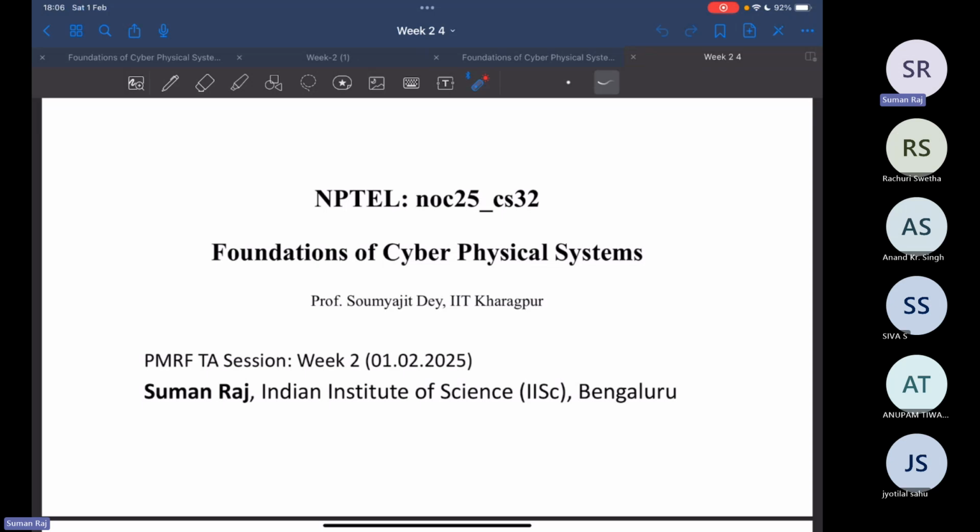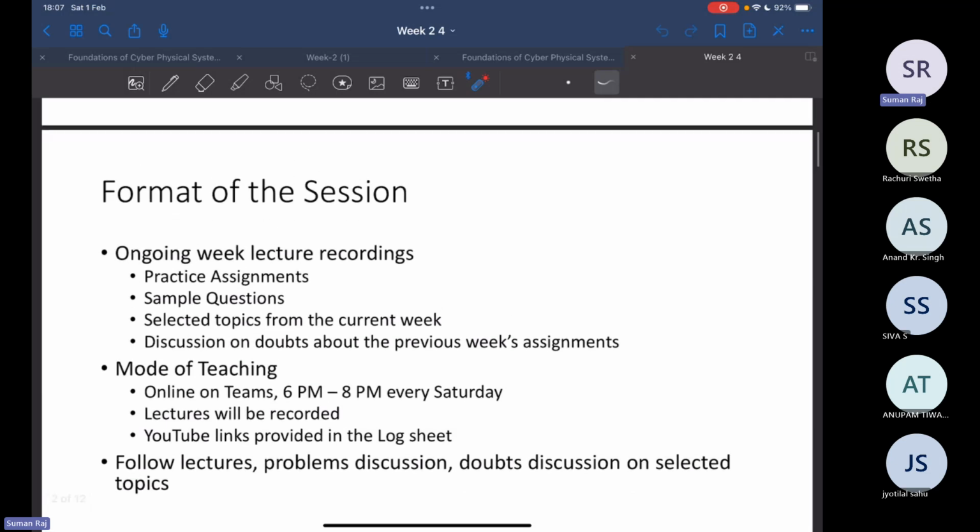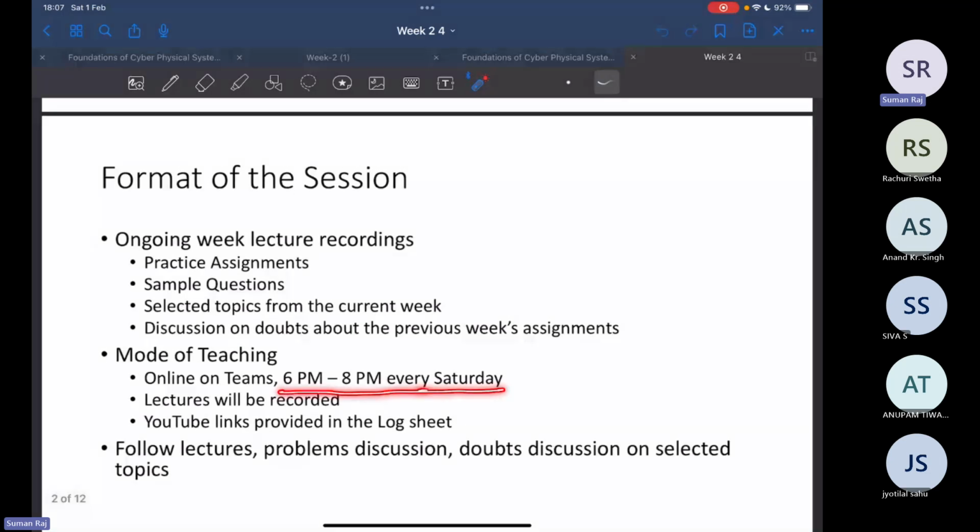Good evening, everyone. I'm Suman Raj, and we are taking these TA sessions as a part of PMRF. This TA session usually happens 6 p.m. to 8 p.m. every Saturday. So, please feel free to join this one or the other one as well. This is usually held on Teams.